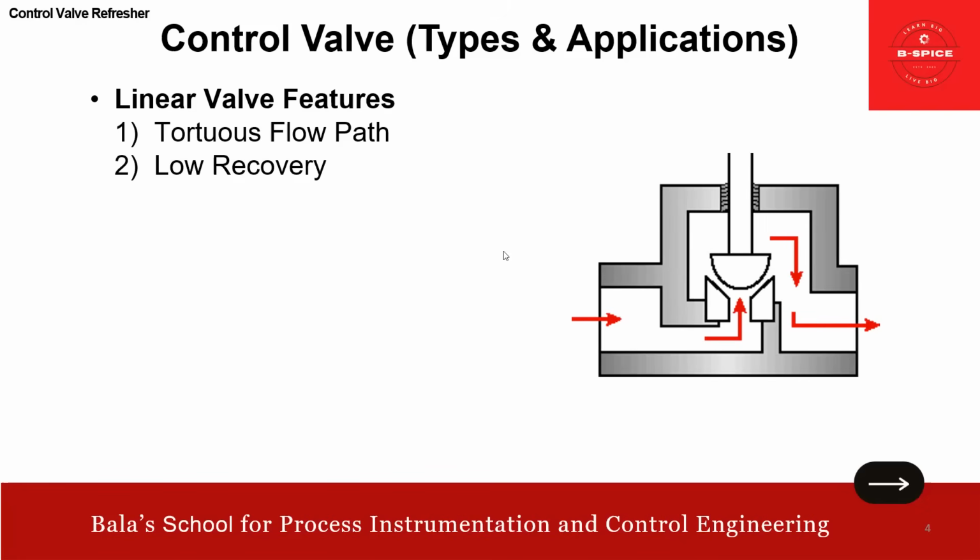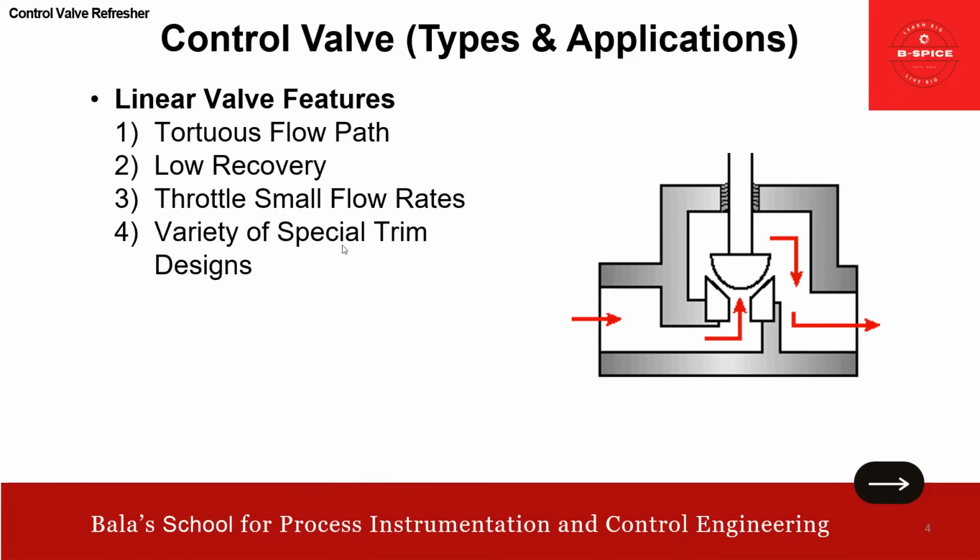Then low recovery. What is this low recovery? A considerable amount of flow stream energy gets dissipated because of the turbulence created by the contours of the flow path. So that is why it's low recovery. The third feature is that it throttles small flow rates. Then it offers a variety of special trim designs and is suited for high pressure applications.